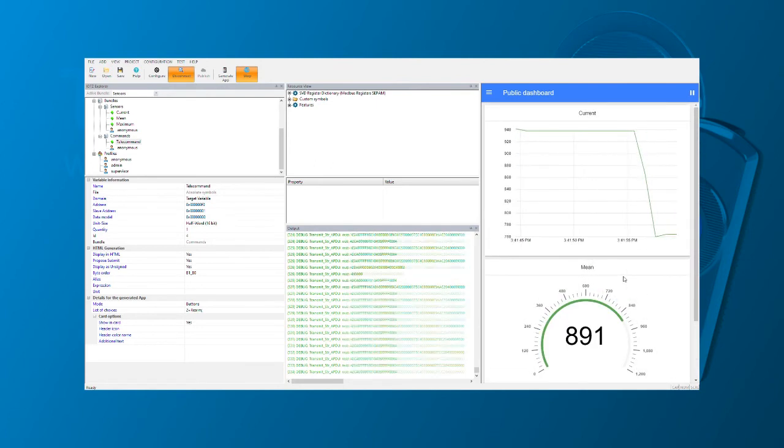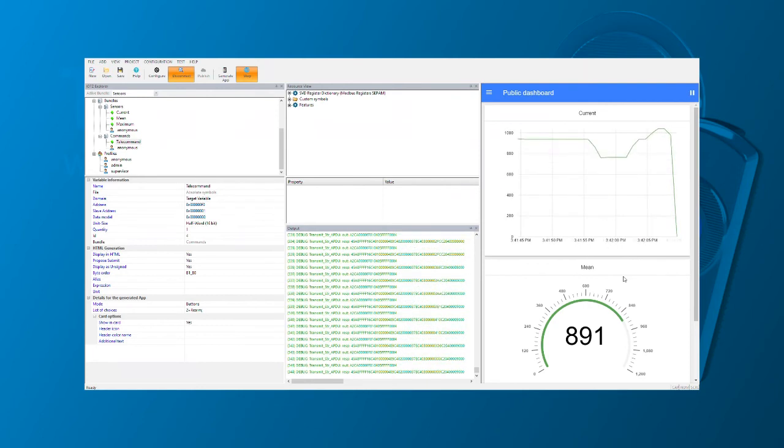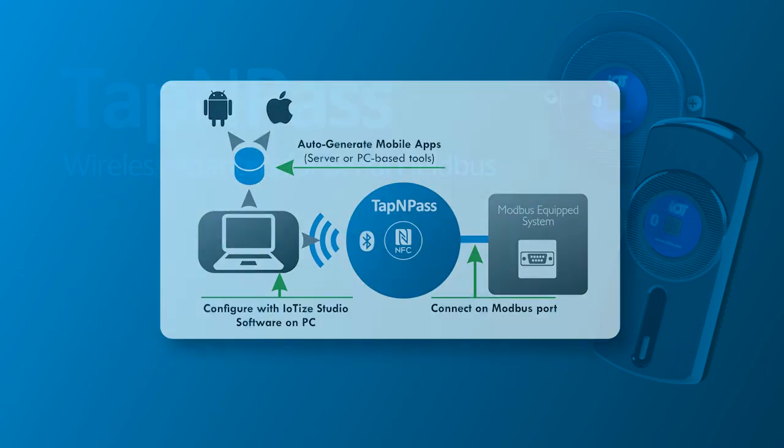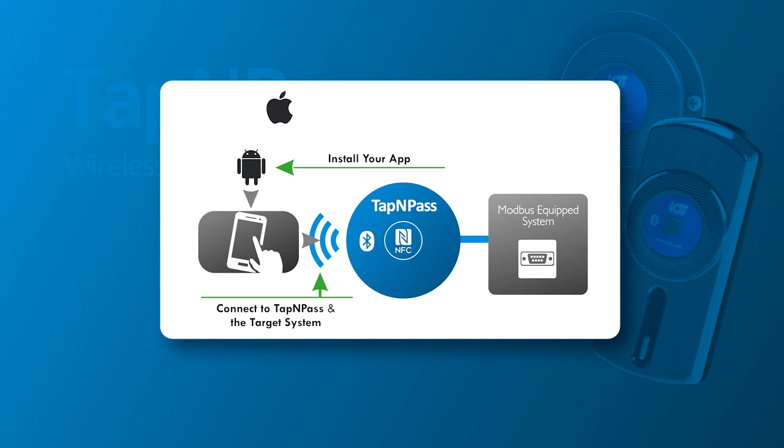At this point, our IoTize generated app just needs to be transformed into an installation package for mobile. To output the final app, in our case an Android APK, run the command npm run Android from the command prompt on the PC. The resulting APK can be directly installed on the mobile. Note that when you're using the server-based app generation tools, an email is sent to you that provides you the link for the final APK.